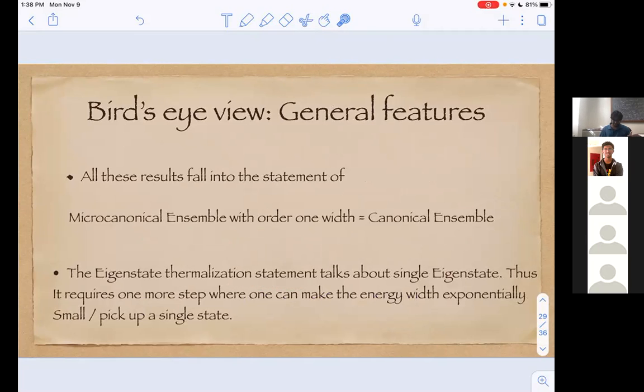So it requires one more step, where one can make the energy width exponentially small or pick out an eigenstate. Normally people claim that the asymptotic behavior of the OPE coefficients says something about eigenstate thermalization. But one of the important points here is that whatever statement we can show by using the Cardy analysis is of this kind, and it requires one more non-trivial step, which takes this order 1 width to an exponentially small width, which is still an open problem.